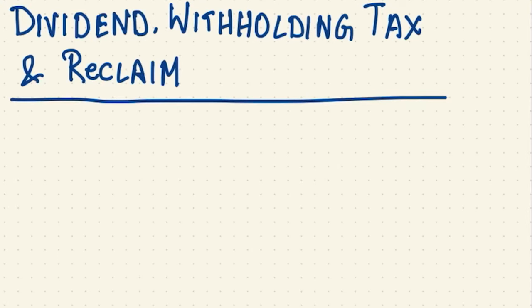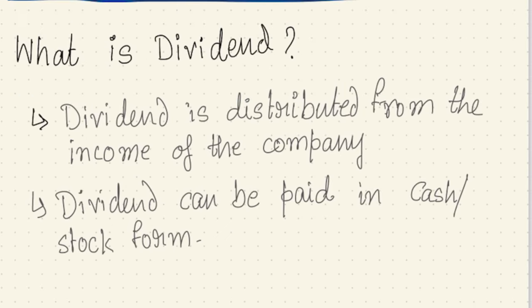Today I will be discussing a topic related to income, which is dividend, withholding tax and reclaim. Before we go into the details of this topic, let's understand what a dividend is. A dividend is the money or cash distributed by the company to its shareholders, and the company distributes it from the income or profit generated in a particular year.